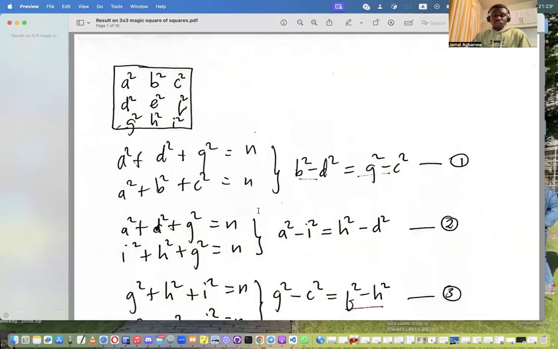You know, so if I'm going to explain this in a much more understandable way, we find out that once we're able to work around this properly, we can easily get a formula for n, where n is the sum of a, d, and g, a squared, d squared, and g squared.